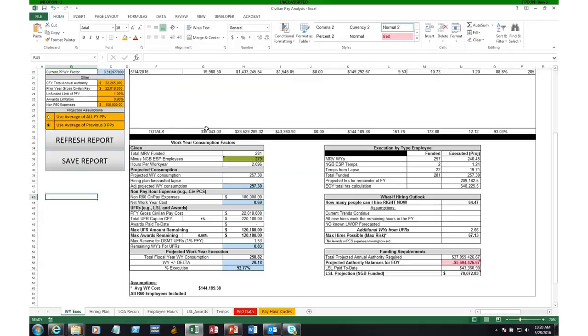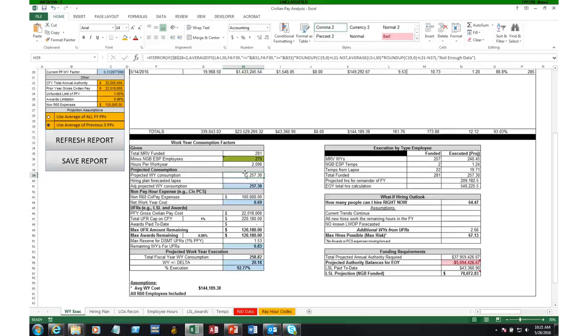Now the first few things are referencing total MRV. We know we're pulling out the ESP coded employees so that we know how many of our funded work years that are not tied specifically to a very specific ESP coded position we have to fund, and then hours work year. So this is the first part of the formulations that we're using to extrapolate, and the biggest part of our work year consumption factor.